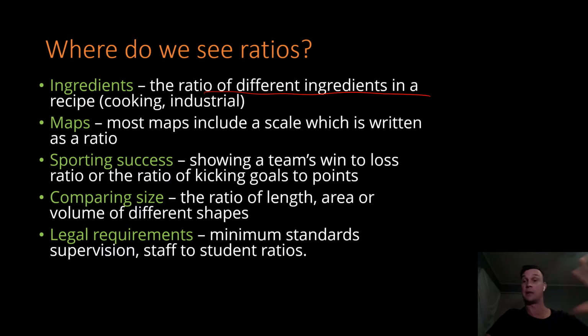Now, one key one is you see it all the time in sports. So if you've got a win to loss ratio, you've got a team's ratio of wins to the ratio of their losses. We see it in comparing size, particularly with length, 1 centimeter to 1 meter, etc. And also some legal requirements. You hear this all the time, like staff to student ratios, etc.